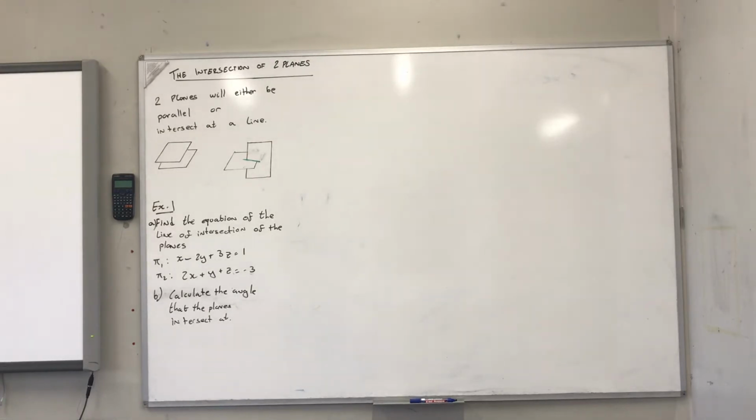So when we find the equation of the line of intersection, we've got two planes: x minus 2y plus 3z equals 1, and 2x plus y plus z equals negative 3. What I can do is simply state a value for one of the variables. So I'm going to let z equal 0, and then from that I'll be able to calculate the values of x and y. That gives me a point on the line, and from that I can get the equation of the line.